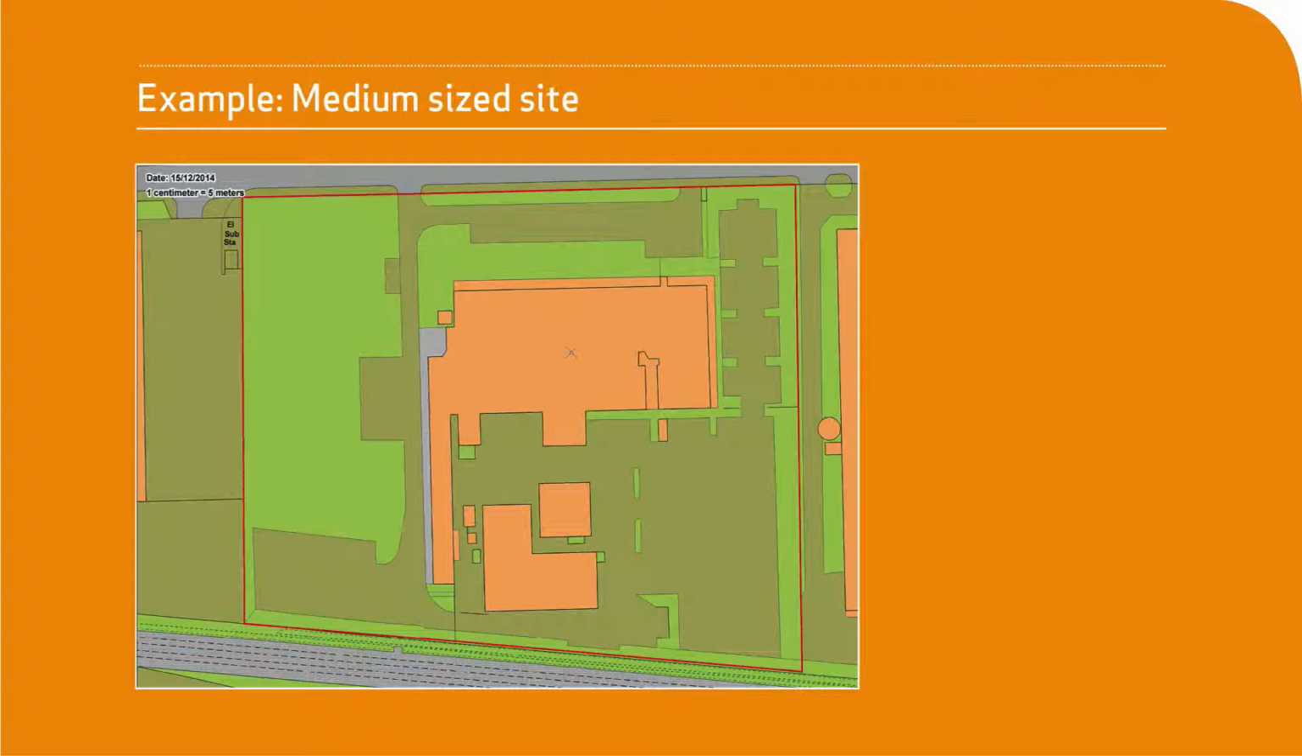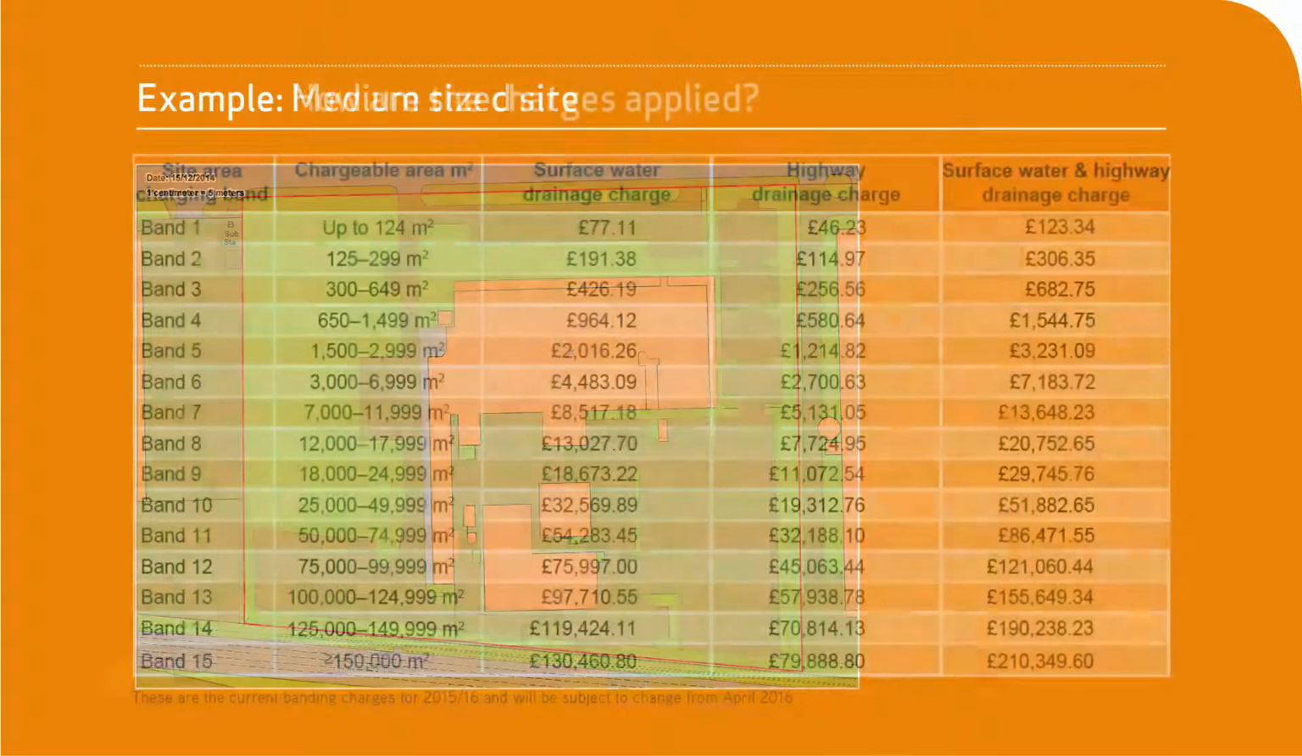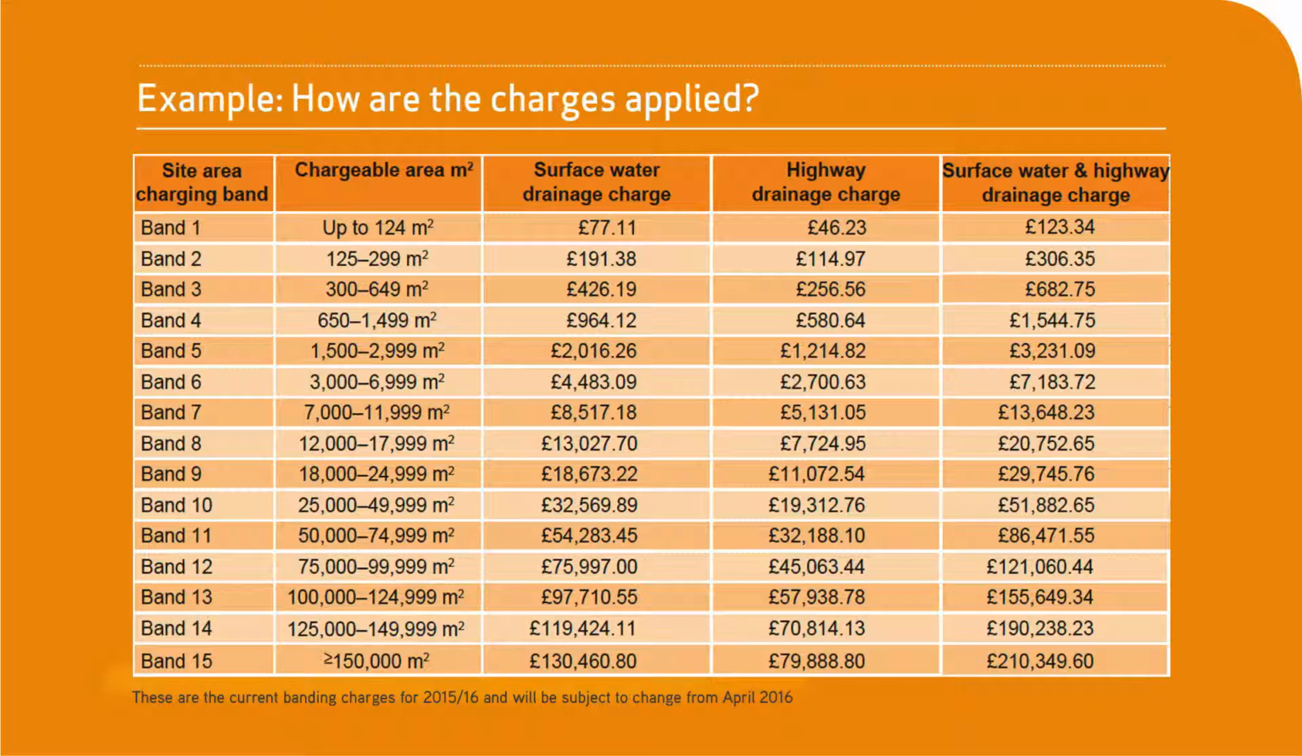So let's have a look at what we mean by the charging bands. A site's charges are based on which band their chargeable area figure falls into. And at United Utilities, as you'll see, there are over 15 charging bands. Here you can see all of those bands and how they split into two separate charges for surface water and highway drainage charges to combine the overall band charge.